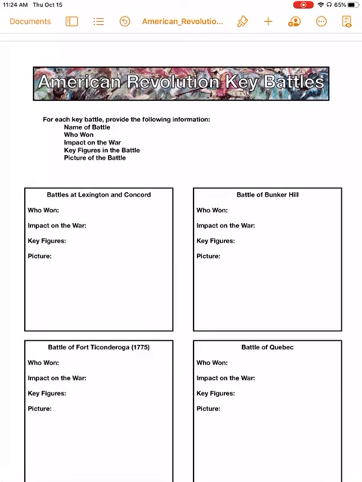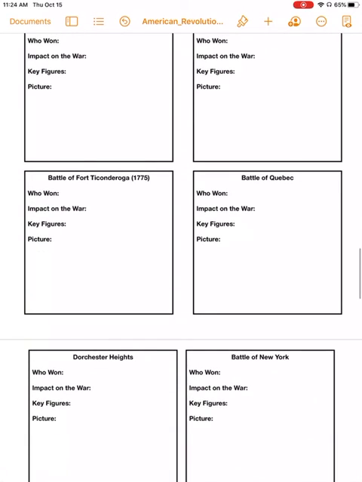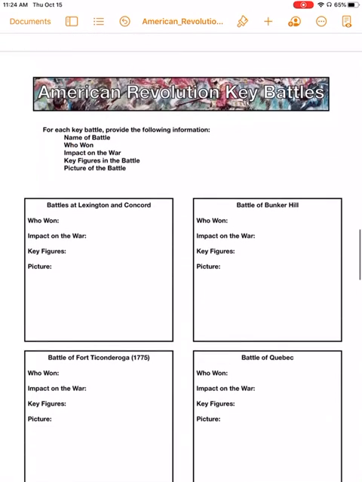This is where we're seeing not only are we learning about key figures and the key people, but also their importance to which battles. And then again, I want you to include a picture, and I'm going to say this again, when you search for battles at Lexington and Concord, put battles at Lexington and Concord, American Revolution. Especially when we get to some of these other ones, because some of these other ones we talked about in the French and Indian War. And so we need to make sure you're specifically focusing on the American Revolution.